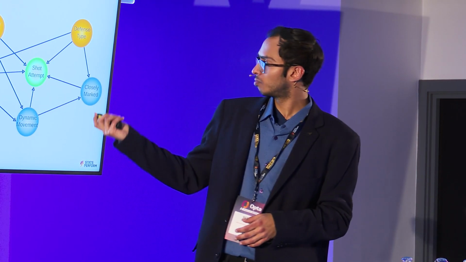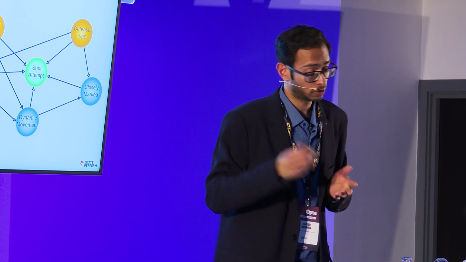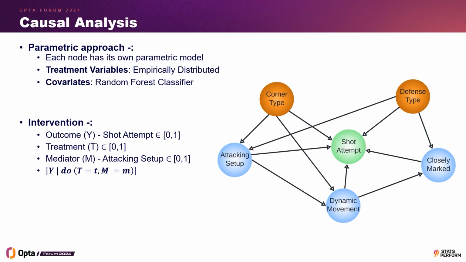Right, so the previous slide showed how we were able to quantify the effect of all those variables on shot attempts. Now we want to distill that information and get a data point which can be relayed to our coaching staff or the analysts, suggesting the best possible attacking matchups versus defensive matchups, and also against different types of corner kicks. We do that by doing something called intervention, which is fixing the values of the combinations of different treatment variables along with the attacking setup.